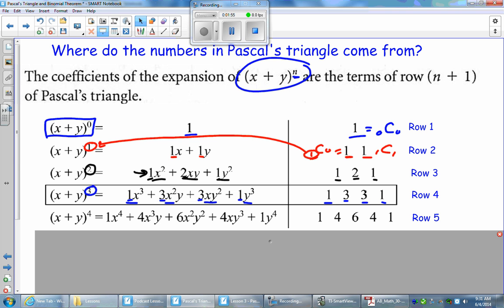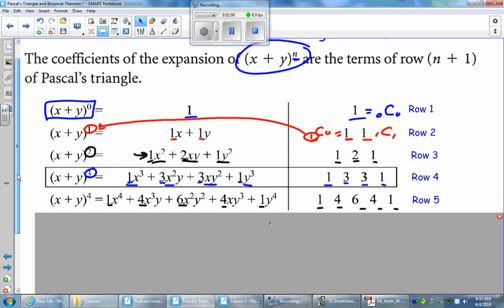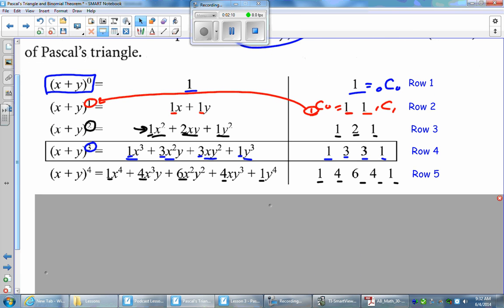Okay, so let's go down here. You get the idea now. X plus y to the power of 4 gives you 5 terms. Look at the coefficients, 1, 4, 6, 4, and 1. That gives you row 5. Okay, so these are the patterns that form Pascal's triangle. It's all dependent on what the coefficients are.